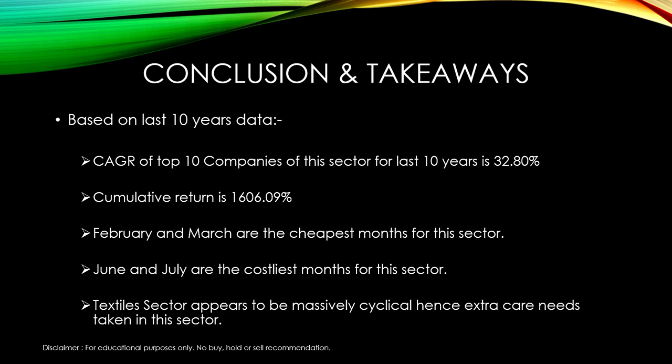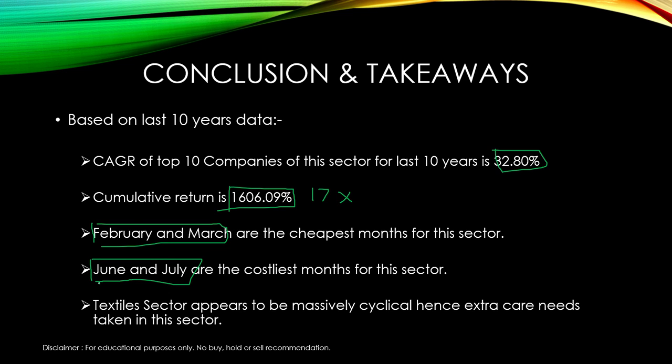So what conclusion can we draw from this? Based on the last 10 years of data and the five graphs that we have seen, the CAGR of the top 10 companies of the sector for the last 10 years is 32.80%. The cumulative return is astonishingly 1606%, so the investment over the last 10 years has grown by 17x. February and March are the cheapest months for this sector, and June and July are the costliest months for the sector. The textile sector appears to be massively cyclical, hence extra care needs to be taken in this sector.